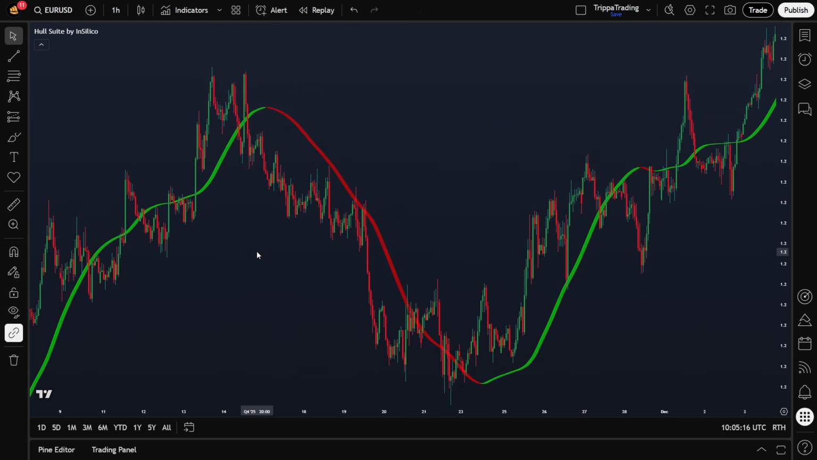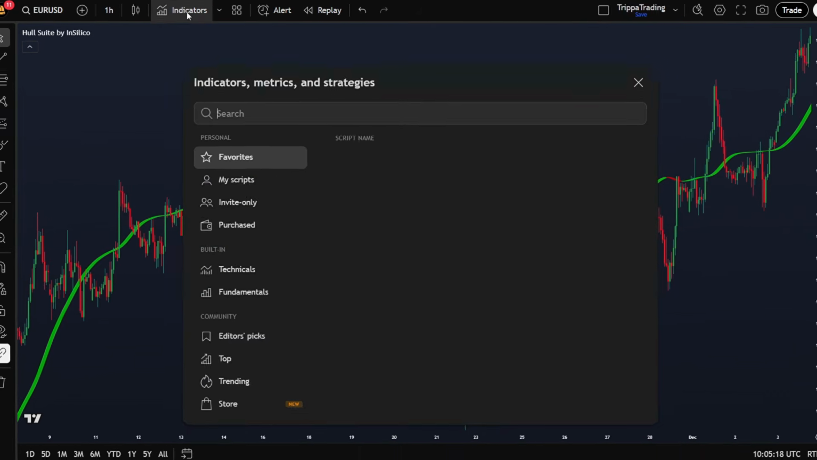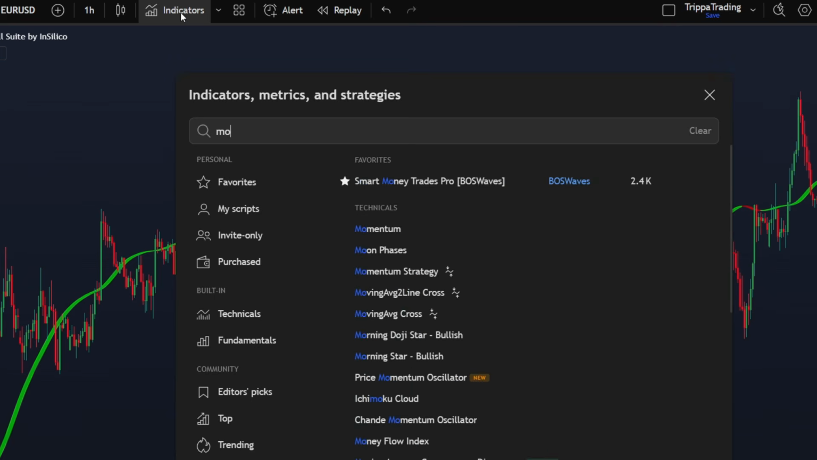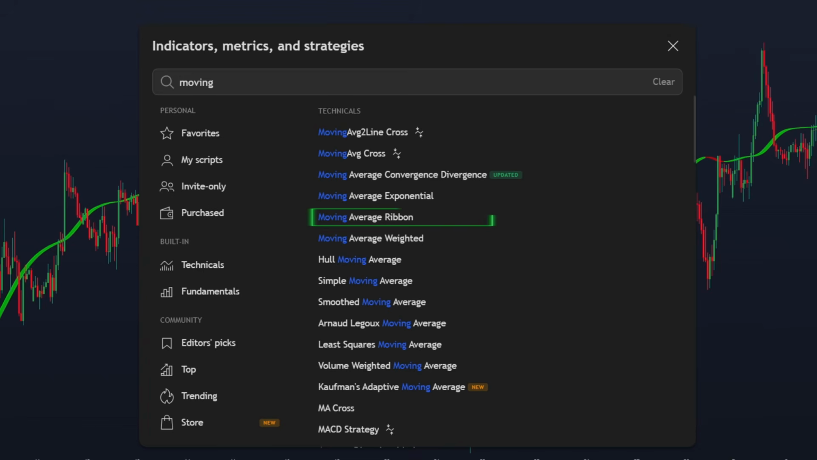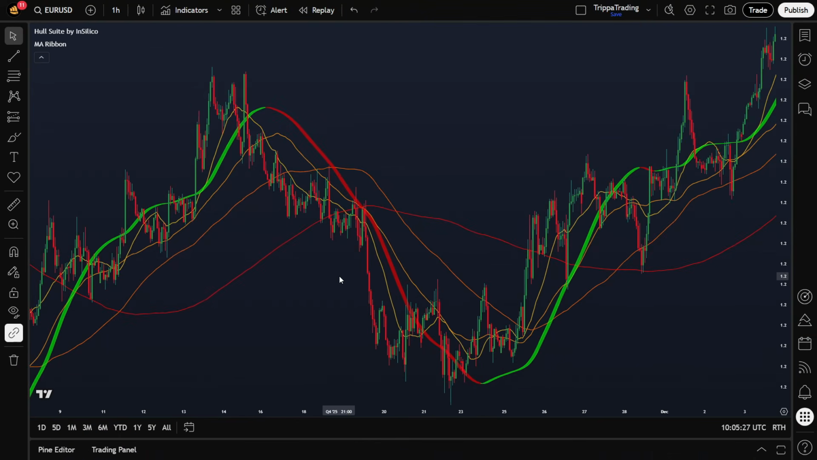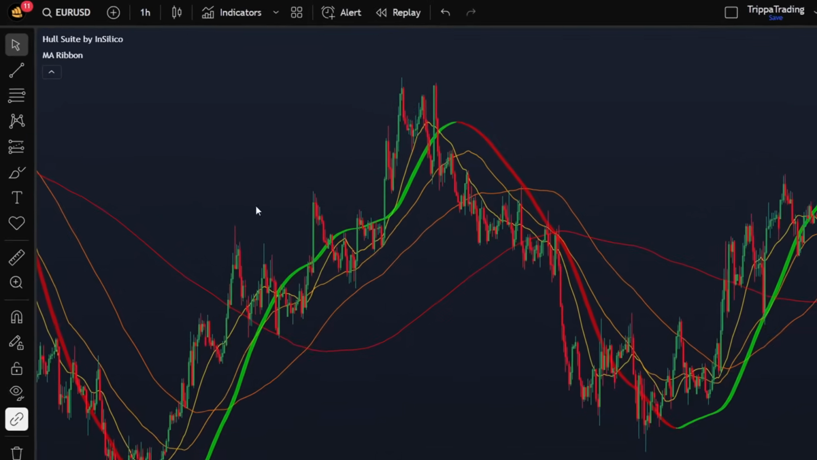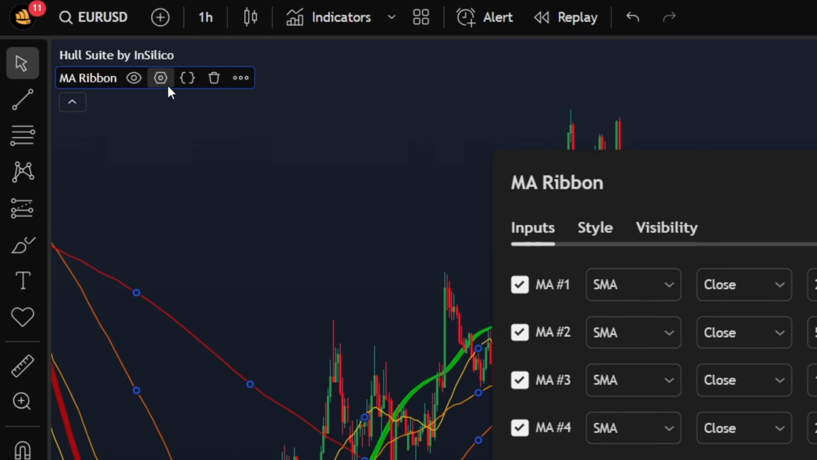Now we need to add the rest of our moving averages. Go to Indicators again and search for Moving Average Ribbon. This built-in indicator gives us multiple EMAs in one tool. After you have added it to the trading chart, open the settings. You can do that from here.